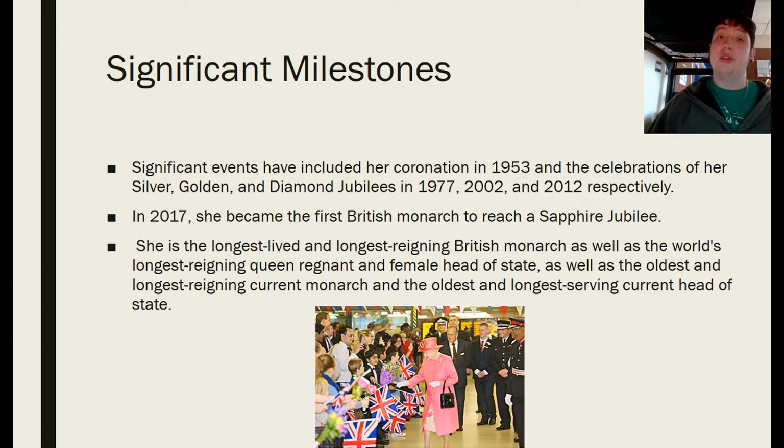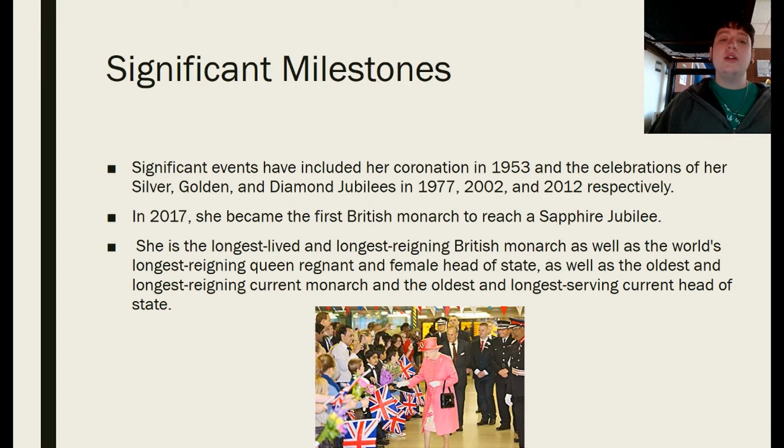Significant milestones for the Queen. Significant events have included her coronation in 1953 and the celebrations of her silver, golden, and diamond jubilees in 1977, 2002, and 2012 respectively. In 2017, she became the first British monarch to reach a sapphire jubilee.